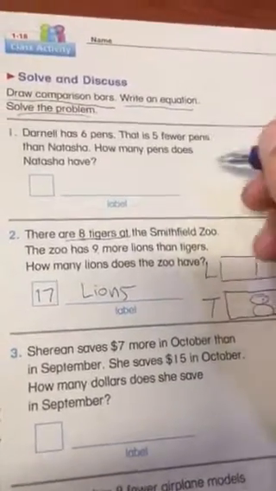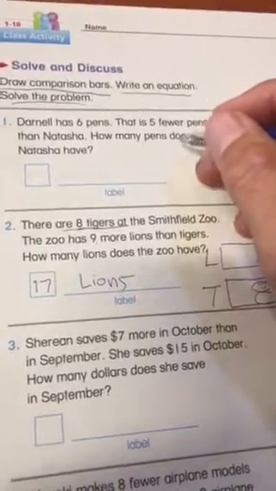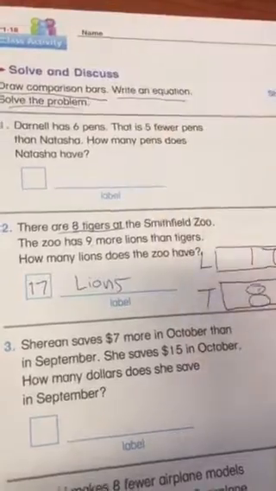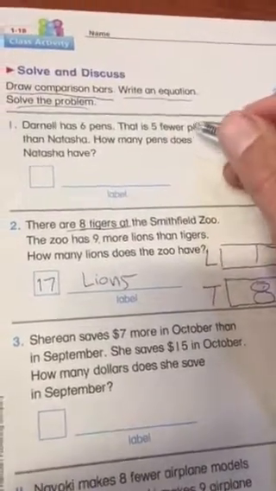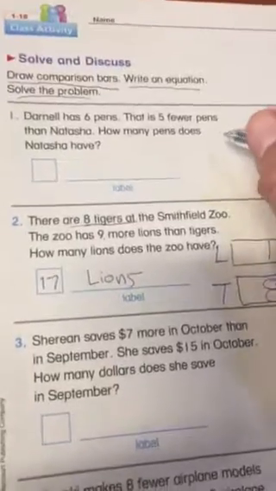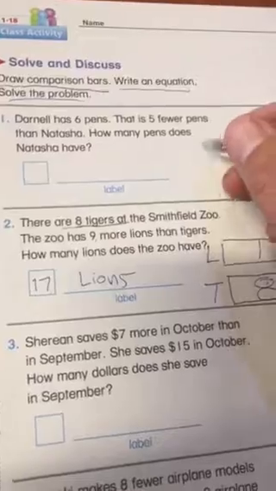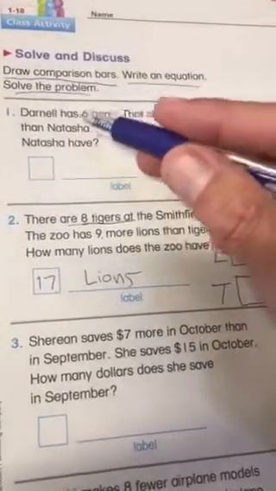Hello, this is just a quick example of how comparison bars work. It says at the top that these are all going to be compare problems. So if you know they're going to be compare problems, one step that's taken away is what type of problem is it. In second grade so far we've focused on part-to-part total and compare problems. So I'm going to go ahead and read the problem.